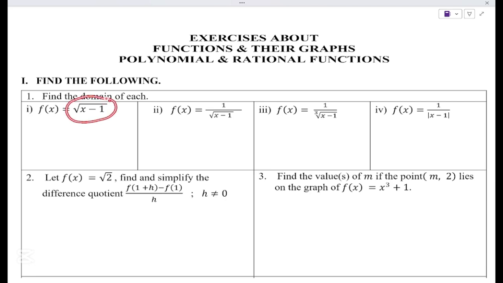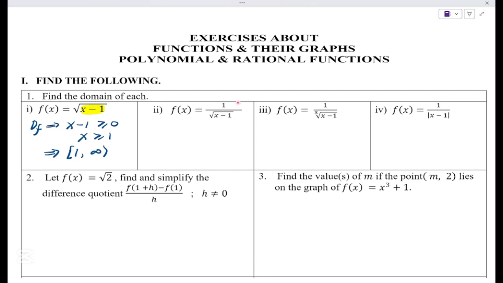In this square root of x minus 1, we will follow the rule under the root. And as we know, under the root, this x minus 1 must be greater than or equal to 0. So we will start solving for the domain of f by putting x minus 1 greater than or equal to 0. And solving for x is greater or equal to 1. And we can write this domain in interval notation, which is 1 up to infinity, including 1, but not including infinity. So that is the domain of the first function.